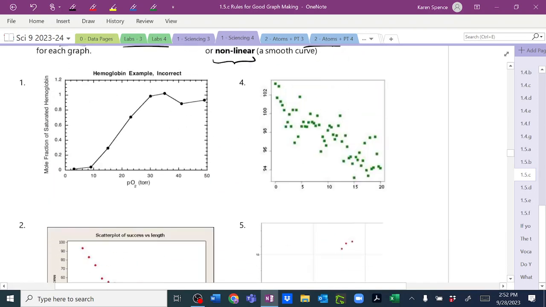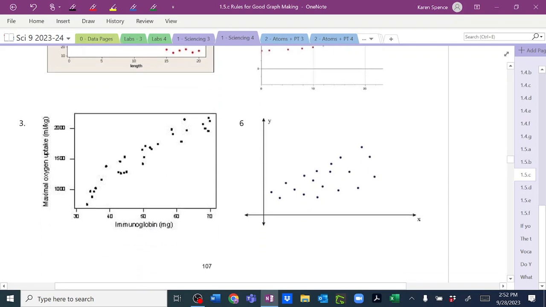Number 3. Where's number 3? Oh, there it is. You could argue number 3. I would guess that it's curved. But it's an example that I would not take on a test because it's not super obvious, and I want things on your test to be very clear one way or the other.